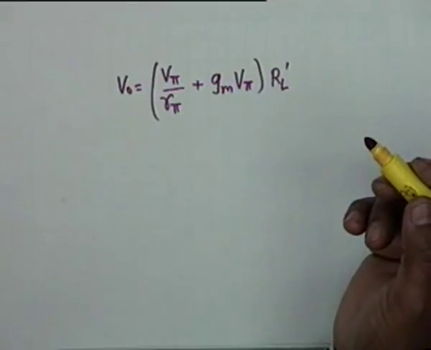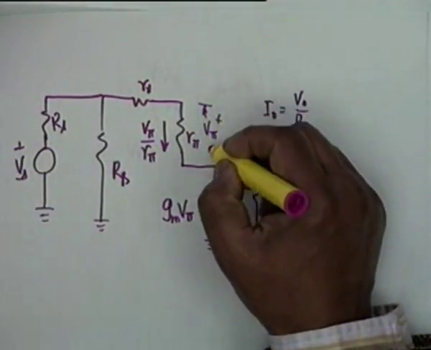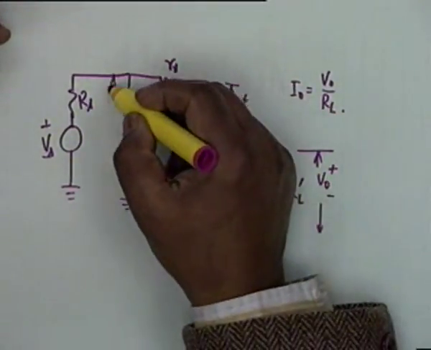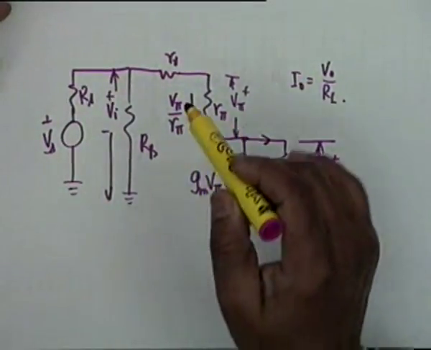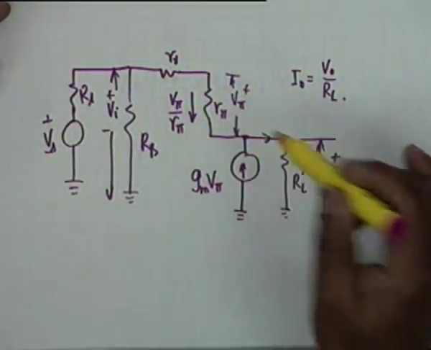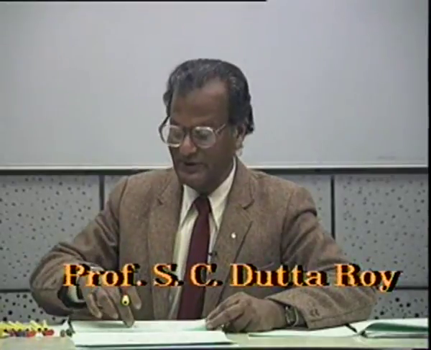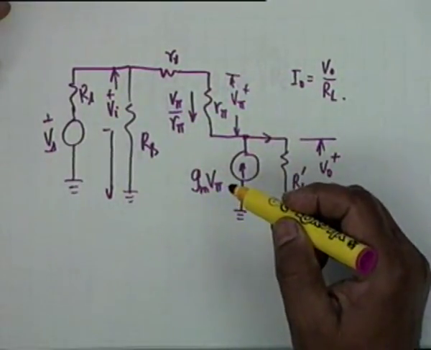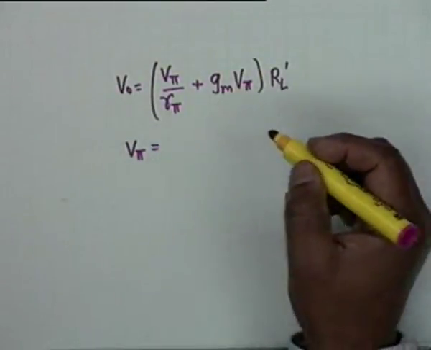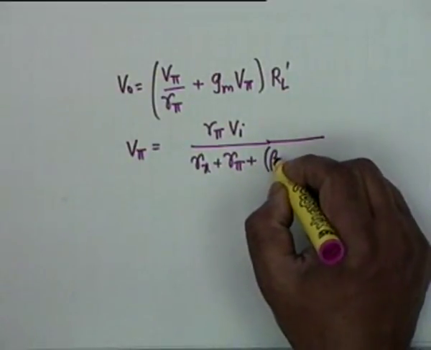Now we also require the value of V pi, all right. What is V pi? V pi is the voltage across R pi. How do you find V pi? V pi, this is Vi, V pi is the result of potential division of Vi between Rx, R pi and beta plus 1 RL prime. The effective voltage here is beta plus 1 times that current multiplied by RL prime. Is that clear? Because the current flowing in this is not IB, it is IB plus beta IB. So, the effective V pi shall be R pi Vi divided by Rx plus R pi plus beta plus 1 RL prime.